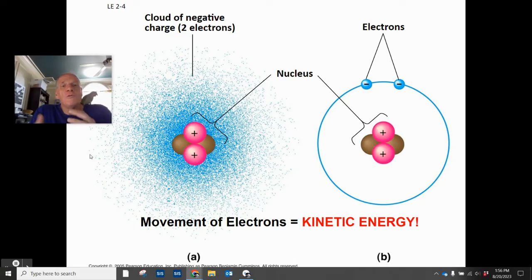These electrons are constantly moving around the proton and neutron. We can never predict where they are. So this picture is showing you a cloud of negative charge that's being made just by two electrons, because they could be anywhere at any point at any time because they are moving so fast.